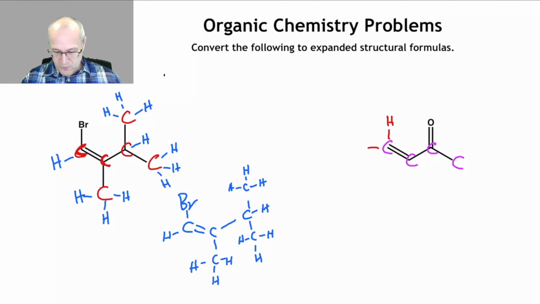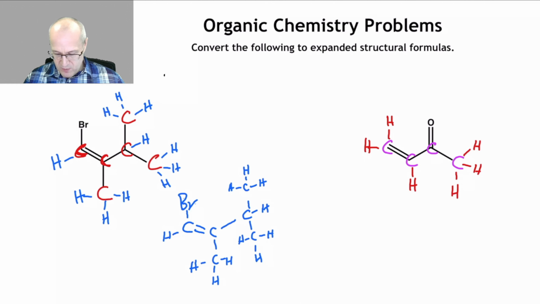Carbon has to have 4 bonds. Now this carbon has 4. 1, 2, 3, 4. This carbon, 1, 2, 3, has to have 1 more. This carbon, 1, 2, 3, 4. Don't put any hydrogens on this carbon. It already has an octet. This carbon, 1 bond, has to have 3 more. And there you go. There you have it.